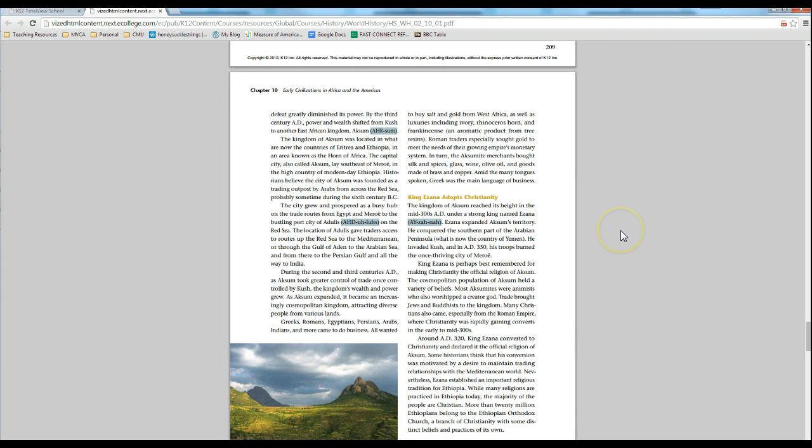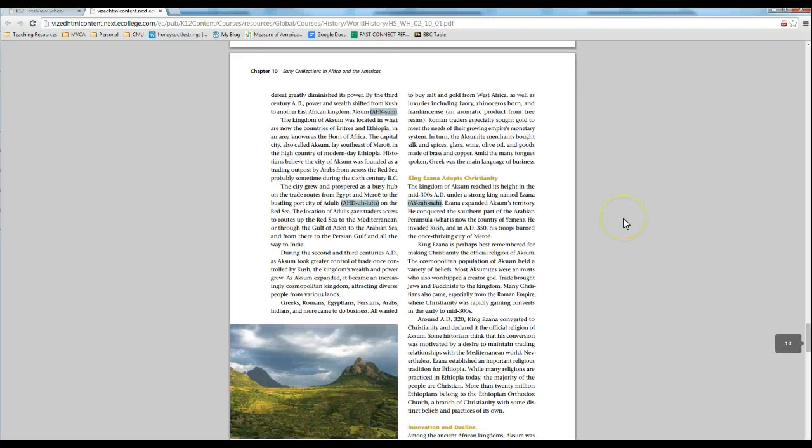The kingdom of Aksum was located in what are now the countries of Eritrea and Ethiopia, in an area known as the Horn of Africa. The capital city, also called Aksum, lay southeast of Meroe in the high country of modern-day Ethiopia. Historians believe the city of Aksum was founded as a trading outpost by Arabs from across the Red Sea, probably sometime during the 6th century BC.